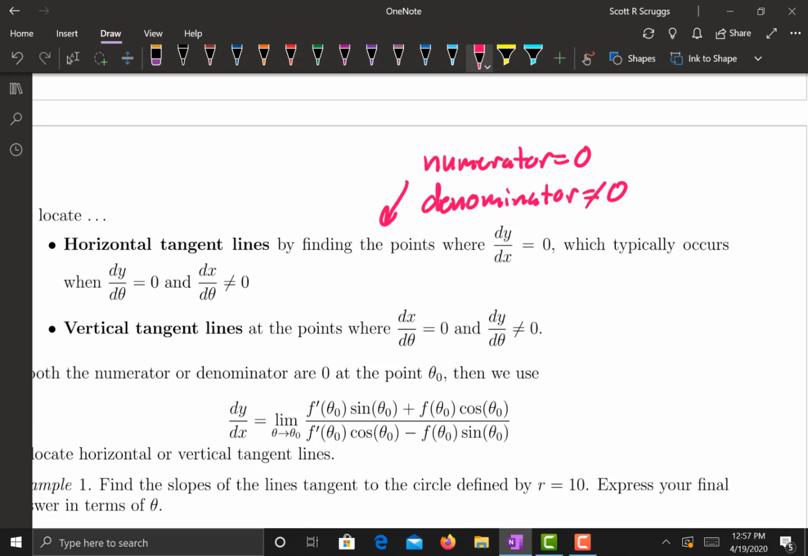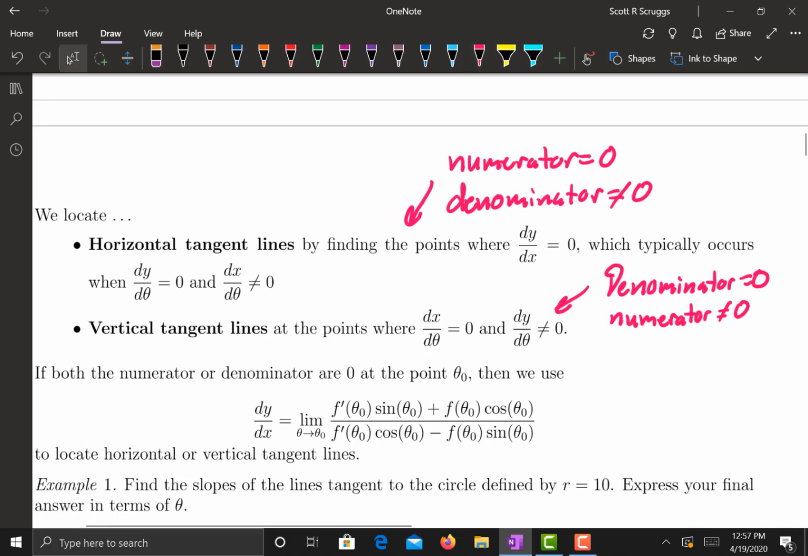A vertical tangent line is kind of the flip-flop. I want to check what makes the denominator equal 0 and what makes the numerator not equal 0. But even if I do get that both the numerator and denominator equal 0, I can still figure out if I have a vertical tangent line at that point, and here's why.